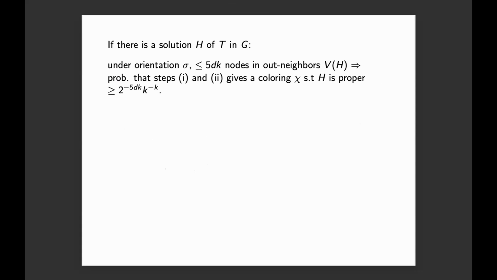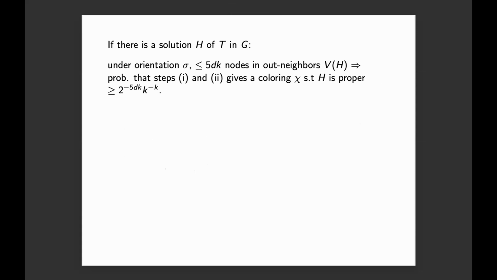So let's say the answer is yes, so there's a copy of T as an induced subgraph in G. Under the orientation, we know that every node in H has at most 5dk out-neighbors.